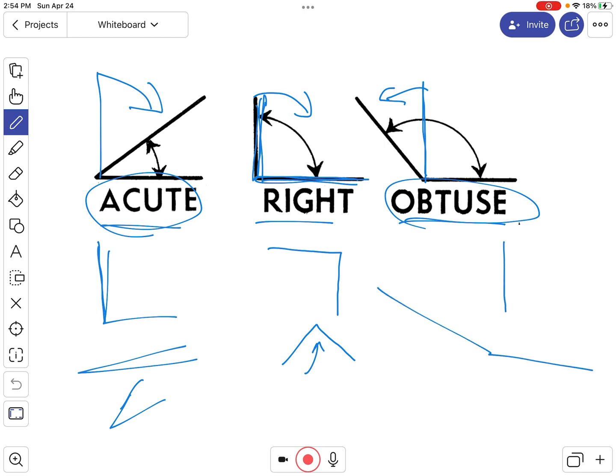If it's just barely more than a right angle, like that one right there, that's still an obtuse angle.